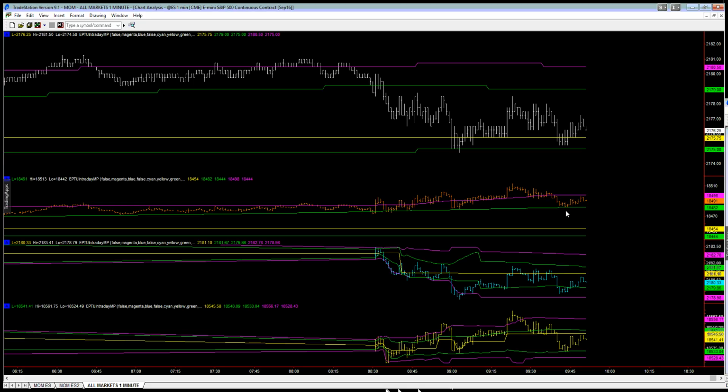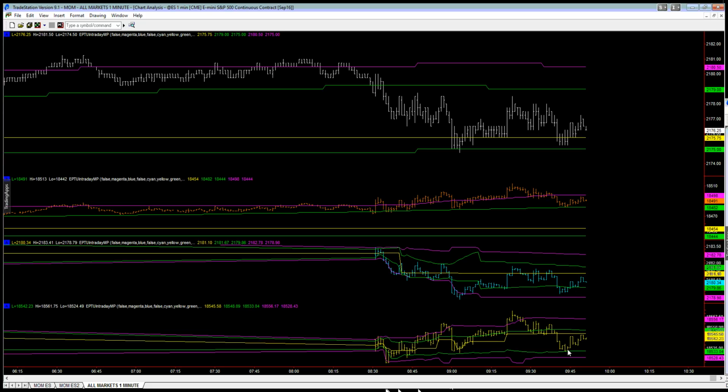And where does it drop? On the YM down to the upper value area, and the INDU to the lower value area. So this is all mixed up. It's really all mixed up today.